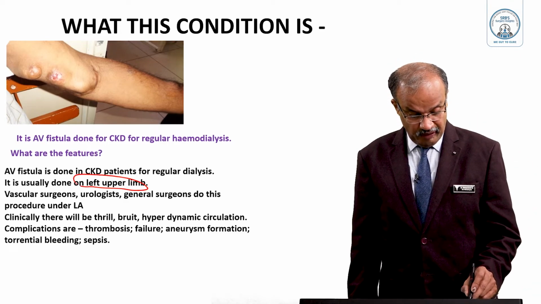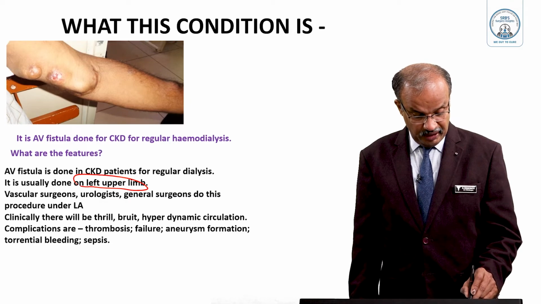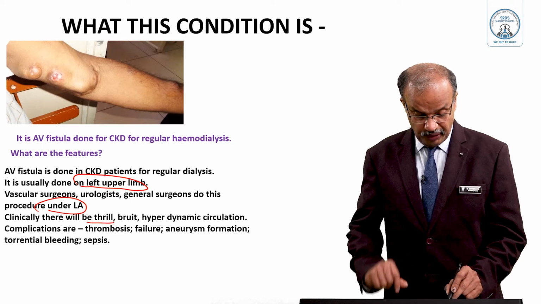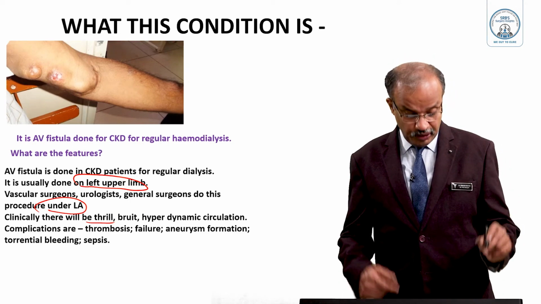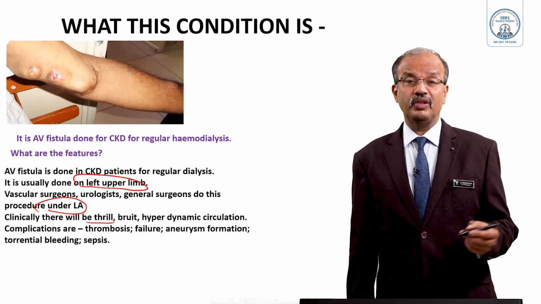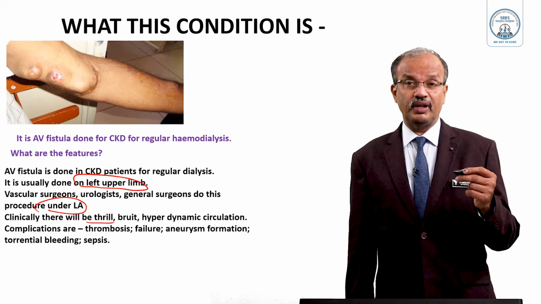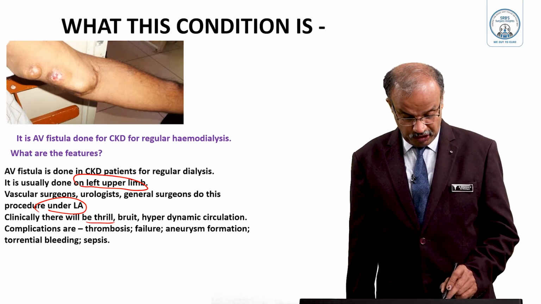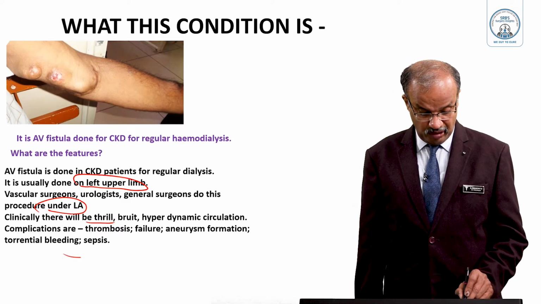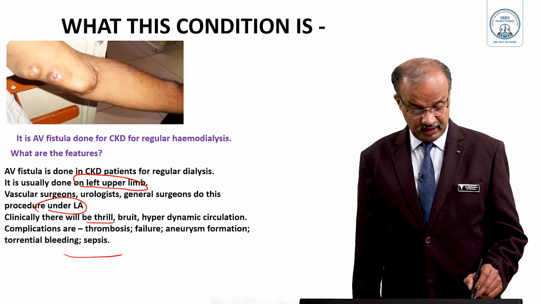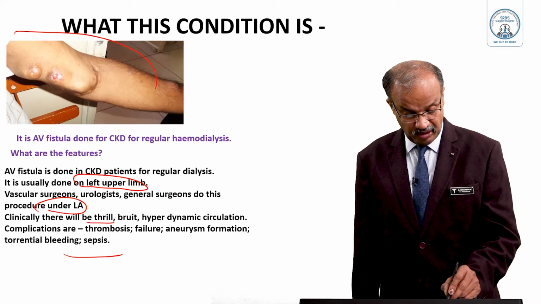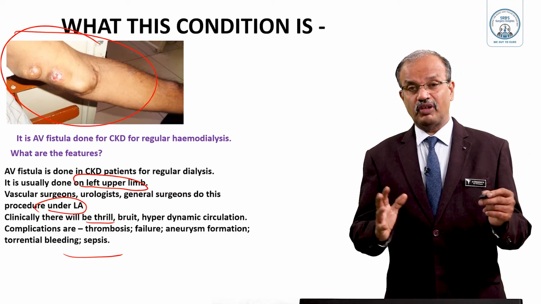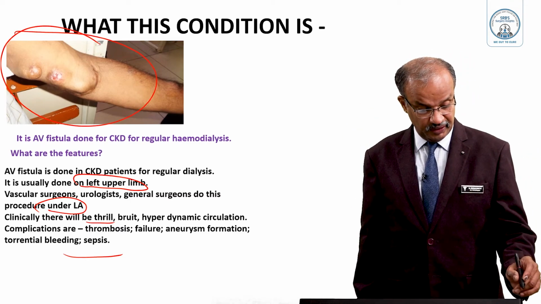You have to remember, the vascular surgeon will do the procedure, usually under local anesthesia. Clinically, there will be thrill on palpation, bruit, hyperdynamic circulation. This is what you want to achieve, so that you can perfuse the dialysis unit very rapidly to have a proper dialysis. And thrombosis, failure, aneurysmal formation, torrential bleeding, I have already discussed. These are the complications, we have to remember always. Wherever you see such a patient, feel for the thrill and auscultate for the bruit, and remember the complications.